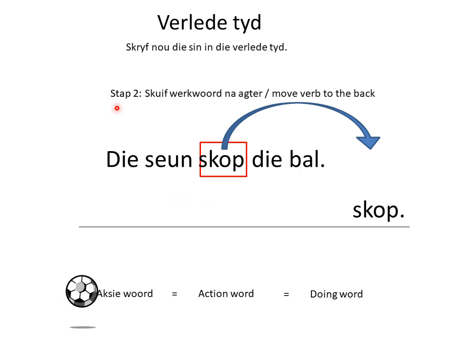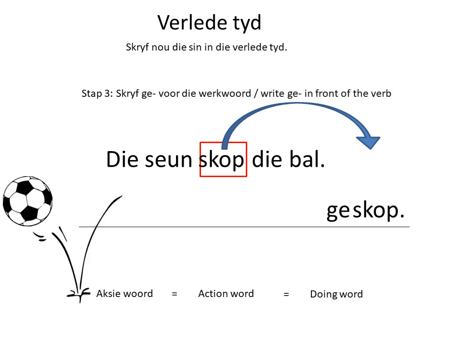Step 2. Skuif die werkwoord na agter. Move the verb to the back. Now that you found the verb, you move it to the back. That is what we've done here. Easy. Step 3. Skryf ge voor die werkwoord. Write ge in front of the verb. There is ge. And what have I done? I have written it down in front of the verb. Voor die werkwoord.